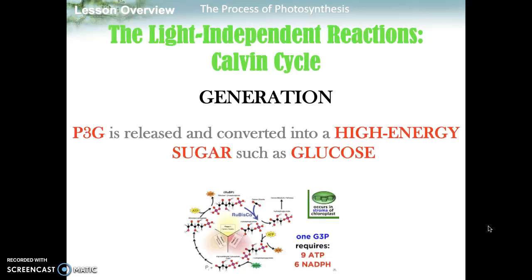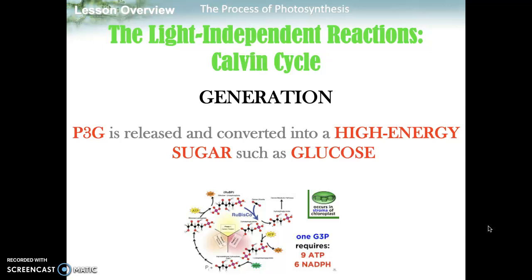That is the Calvin cycle in a nutshell. So again, you have carbon fixation as the beginning part, and you will finish with the generation of a glucose molecule.